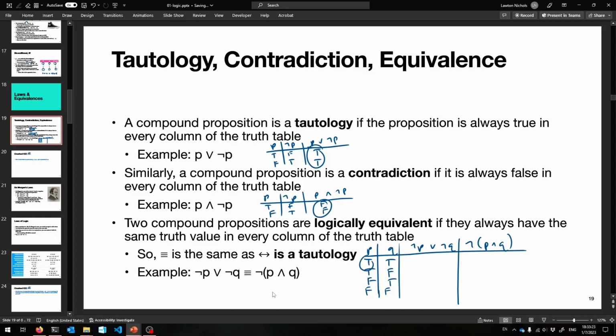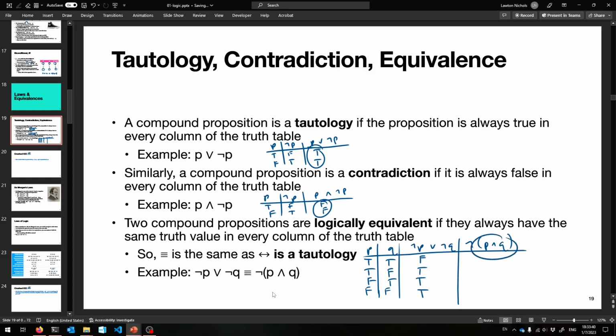So what's not P? That's false. What's not Q? That's false. OR them together, still false. So let me do that faster for the rest of these. So that's going to be false ORed with true, true. It's going to be true ORed with false. So true, true ORed with true, true.